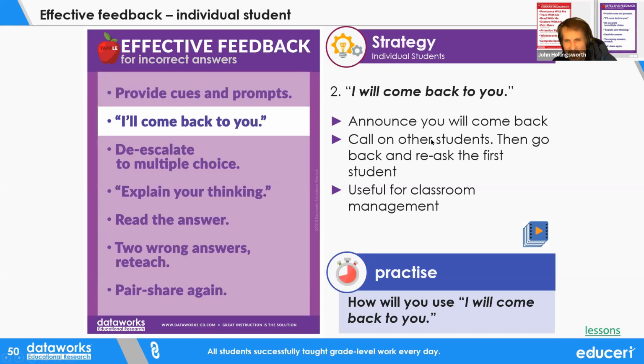So this is a good one. Announce you're going to come back to them. Call in a couple of students, ask those students to explain their answers, justify their answers, and then go back to the first student. Now, here's one hint. When you say, I'm going to come back to you, don't call the partner, because usually if they pair shared, if one is wrong, they might both be wrong, okay?